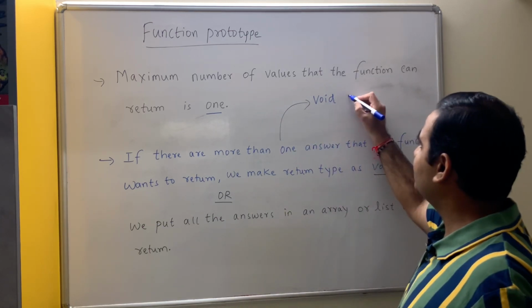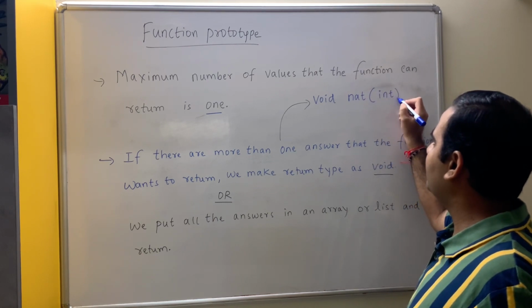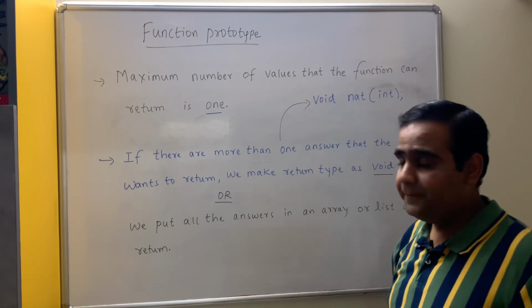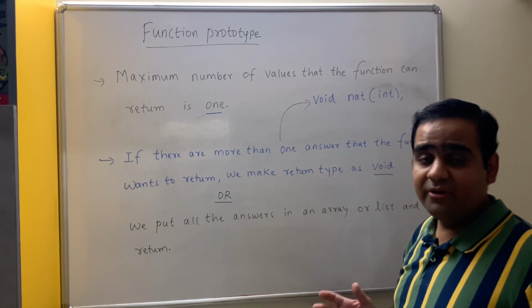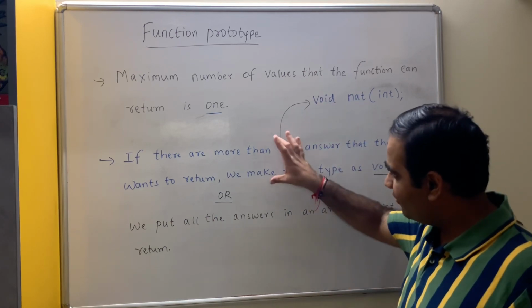I can take any function name, say for example natural, and it takes integer as input. Now integer can be 5, it says print first 5 natural numbers. It can be 6, it says print first 6 natural numbers, and so on. And we make return type as void. This is the first choice.